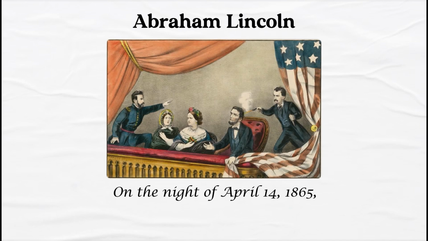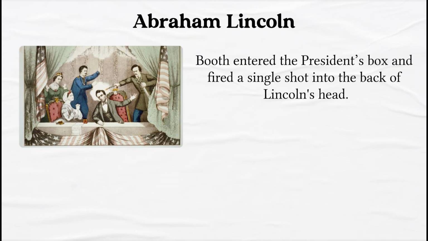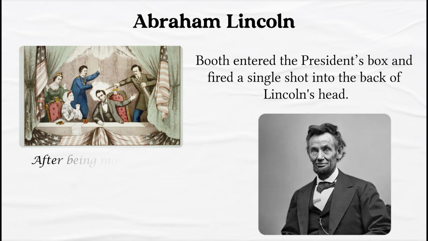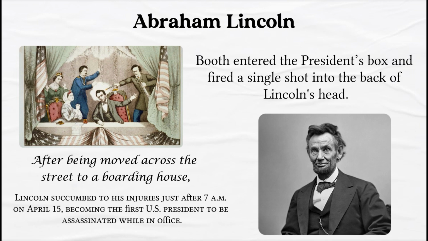On the night of April 14, 1865, Abraham Lincoln was shot by John Wilkes Booth while attending a performance at Ford's Theater with his wife Mary Todd Lincoln. Booth entered the president's box and fired a single shot into the back of Lincoln's head. After being moved across the street to a boarding house, Lincoln succumbed to his injuries just after 7 a.m. on April 15th, becoming the first U.S. president to be assassinated while in office.